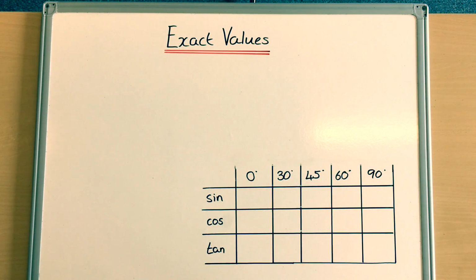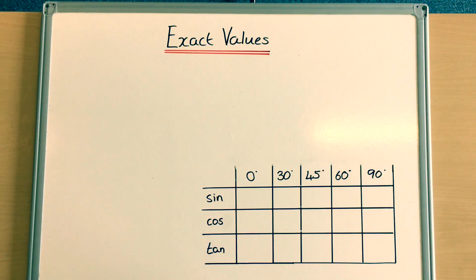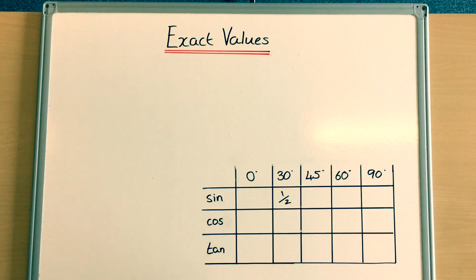Exact values. So in my Higher course, you're going to need to know some exact values without using a calculator. And it's these angles that you're going to need to know for sine, cos and tan. So for instance, you're going to need to be able to come up with, without a calculator, that sine of 30, well, if you pop it in your calculator, you'll see you get the answer a half. Well, you're going to need to have a way of coming up with that without using a calculator. So two ways of doing it.